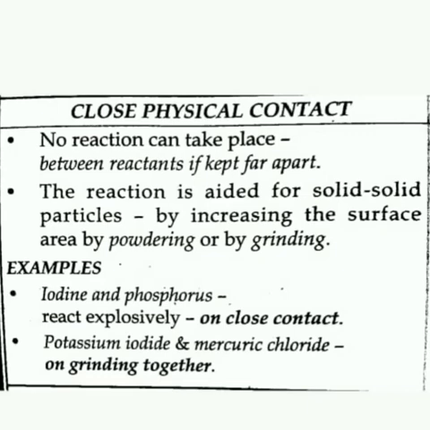For example, when iodine reacts with phosphorus, what happens? It reacts explosively, vigorously. That means close contact: iodine reacts with phosphorus, or potassium iodide with mercury chloride. When they are in close contact, a chemical change takes place. Like this in liquid form, that is what?